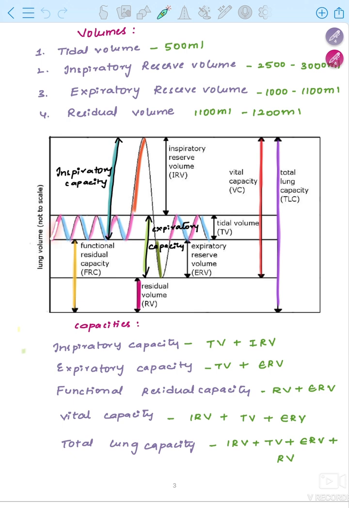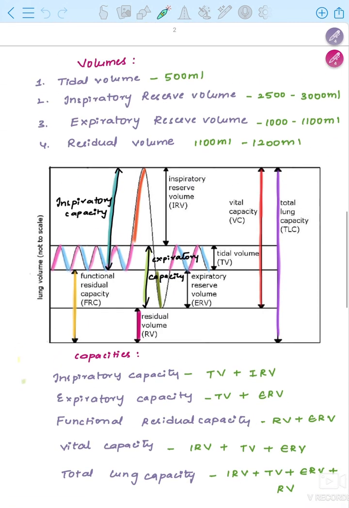In this spirogram, see this pink color line, no? This is normal breathing. Normal 500 ml of air is inspired, that is tidal volume, and 500 ml of air is expired, that is also tidal volume. This is tidal volume.